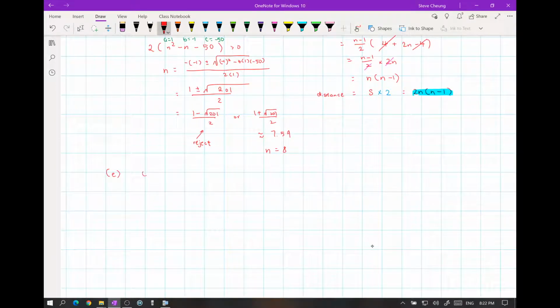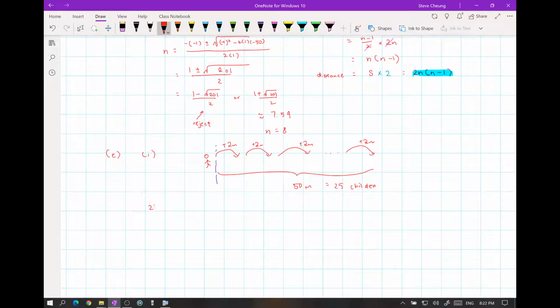Do I need to draw a diagram? Sounds dumb though. So you're the first person. Every time he throws, you add an extra 2 meters. So to reach a total distance of 50, you should have 25 children here, 25 children, not including the first child. So therefore, this will be 26 children can play.